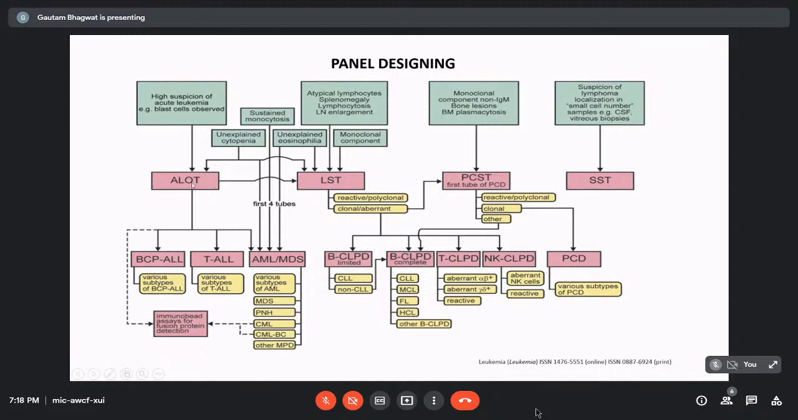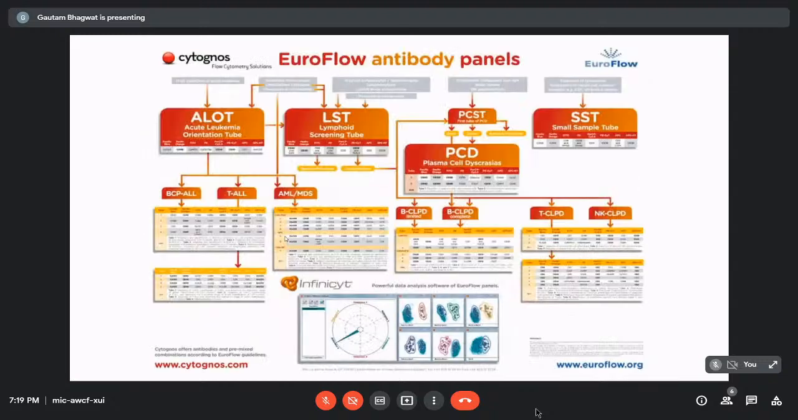So this is the acute leukemia orientation tube. So the first tube, when the clinical symptoms suggest that it is most likely acute leukemia, and morphologically you see there are blasts. So they would first do the acute leukemia orientation tube, and in that they would get whether it is a B cell ALL or a T ALL or an AML, MDS, or a leukemia of ambiguous lineage, whatever, they would decide it at the very first tube, and then accordingly they would plan the further tubes. So this becomes an economical way to do things, and these panels are freely available everywhere.